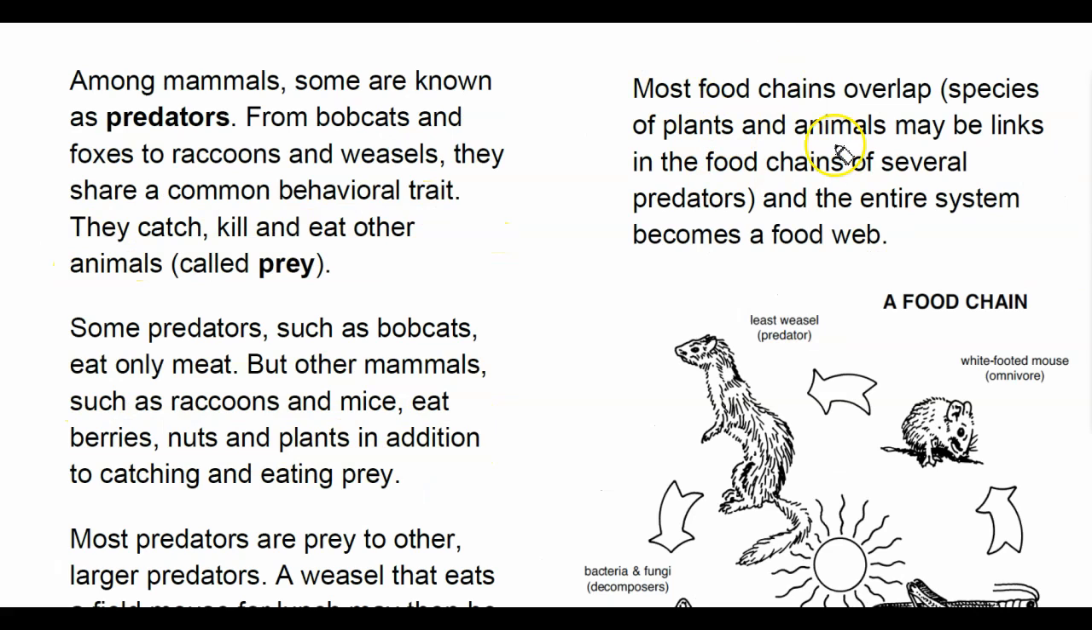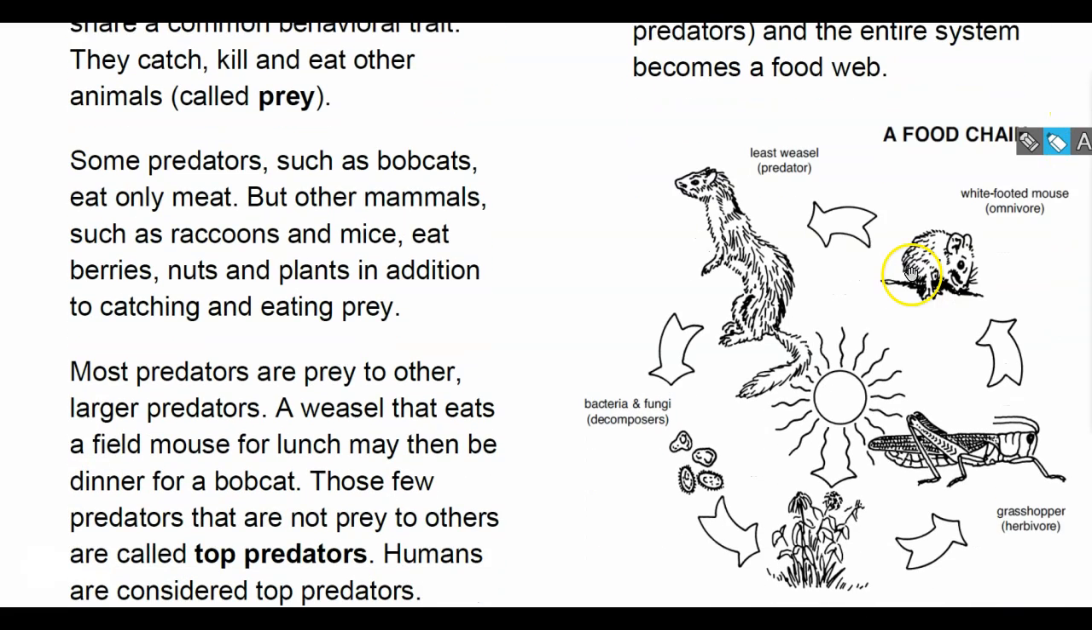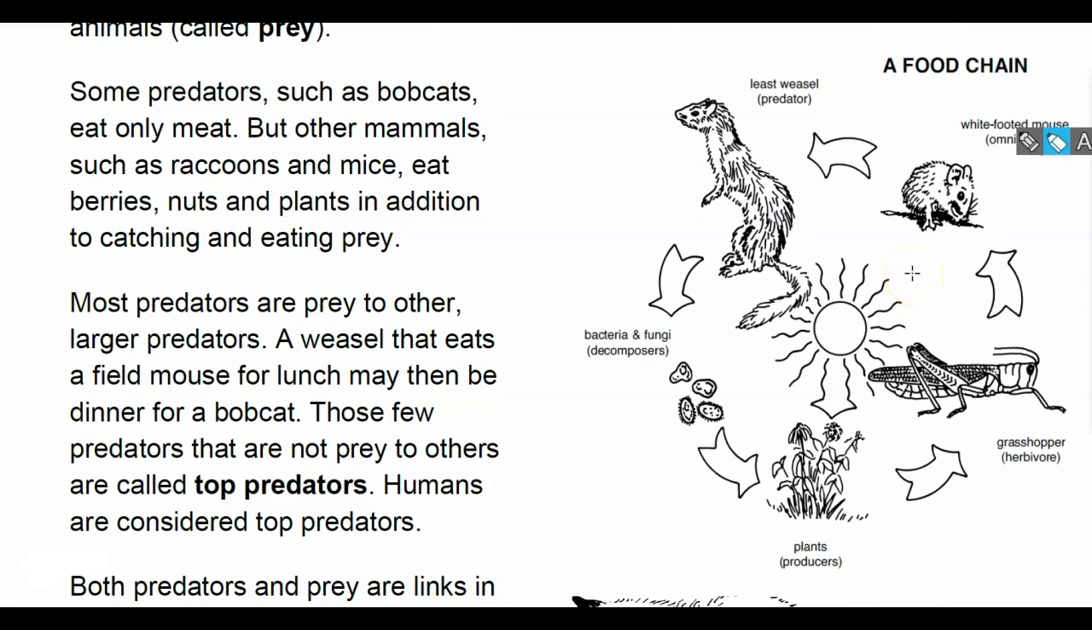All right, and then this section right here says most food chains overlap. Species of plants and animals may be links in the food chains of several predators. The entire food system becomes a food web. And here's the food chain for this. So it looks something like this. Okay, this is a food chain or a food web.